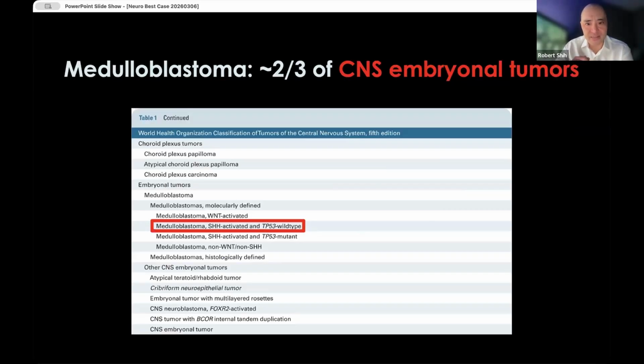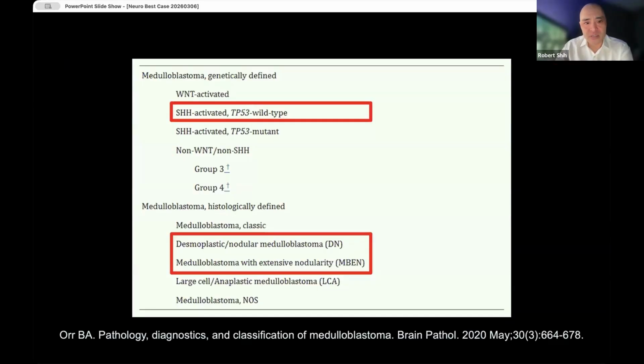To take a step back, when it comes to CNS embryonal tumors, medullos are the most common. It's a prototypical CNS embryonal tumor and accounts for two thirds. You can see right there's medulloblastoma. There's other CNS embryonal tumors that account for the other third, roughly. And what this one turned out to be is a sonic hedgehog activated, TP53 wild type medulloblastoma. These are one of the types that can happen in infants. And when they happen in infants, they're sometimes associated with a syndrome, and they actually have a pretty good prognosis.